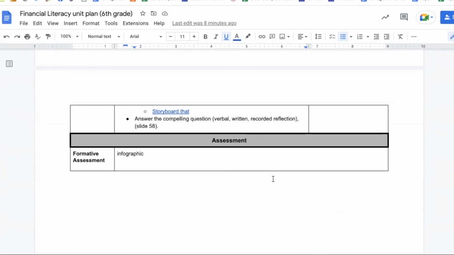Now, there isn't a specific summative lesson put together. If you would like, you can have students answer the compelling question, or you can use the formatives from the individual lesson to gather data to make sure that students understand the importance of being a financially literate person.